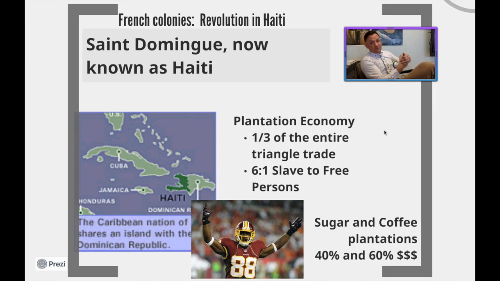The big one I like to focus on is the French colony of Saint-Domingue, right? Saint-Domingue, you know it today as modern-day Haiti, right?